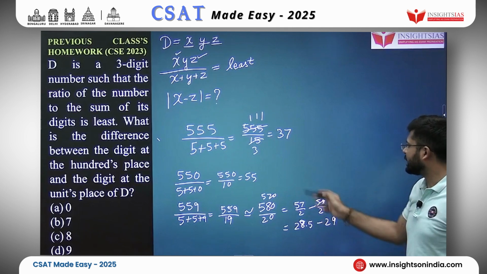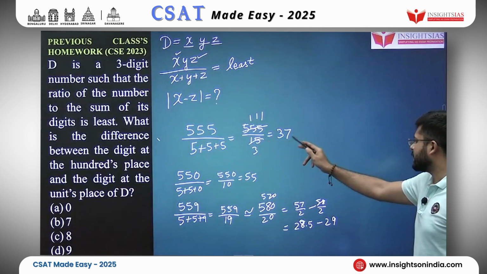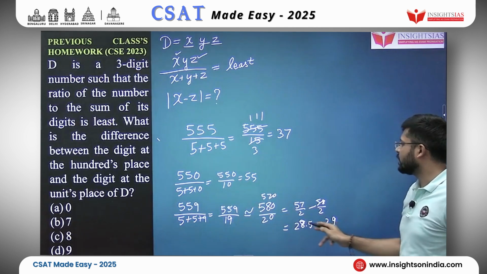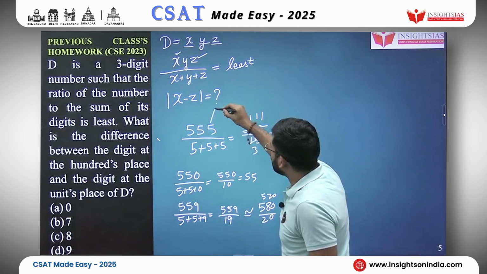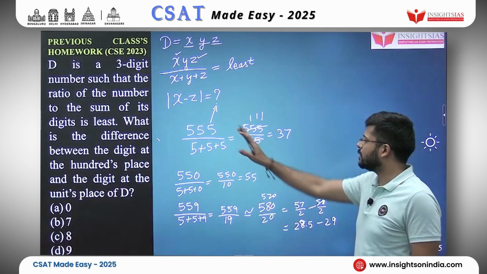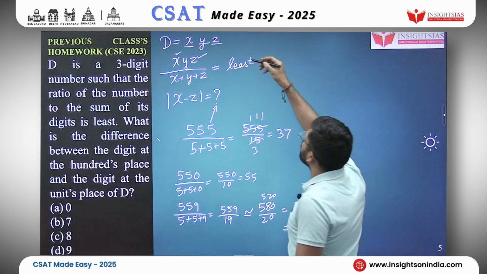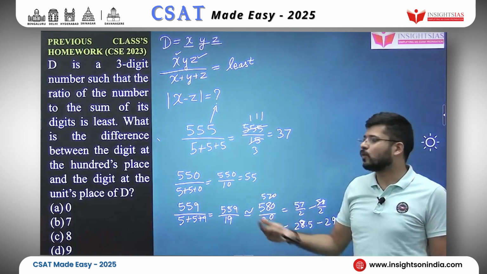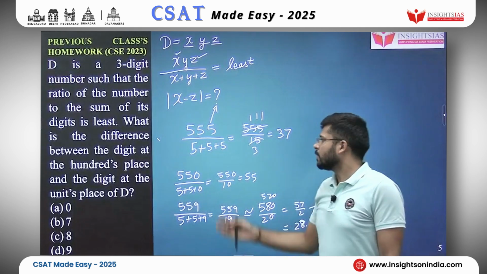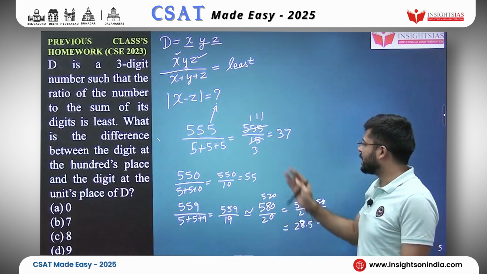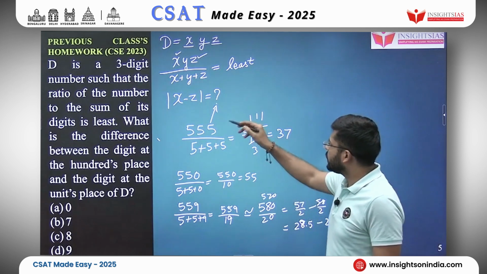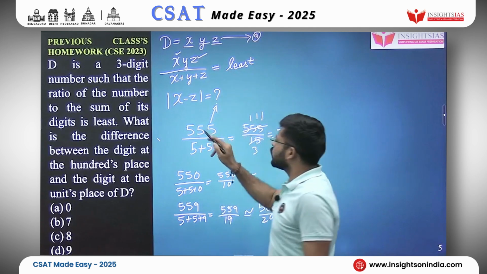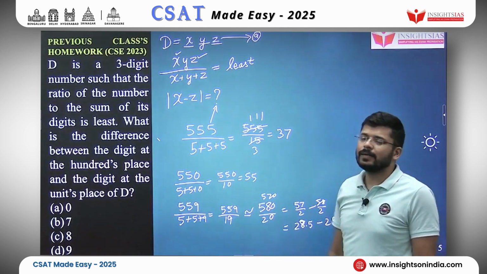So the ratio is actually decreasing. When it was 555, the ratio was 37, but when you decrease the units place, the ratio increased, and when you increase the units place, the ratio decreased. So the units place, you need to increase it such that the ratio is least. What can be the possible highest value for the units place? It can be 9, right? It is a digit, so the highest value that it can take is 9. Okay, now so Z, we shall make it 9. Now let's look at the tens place. What is at the tens place?